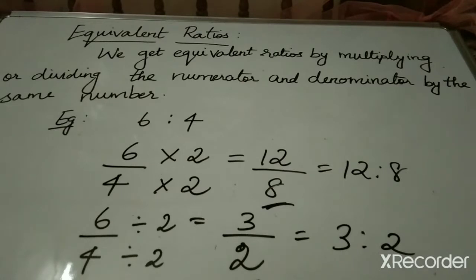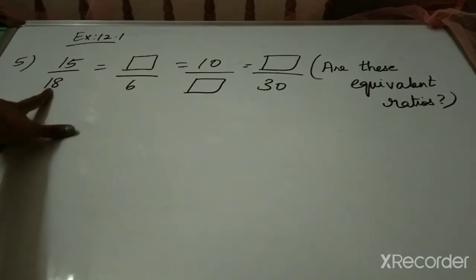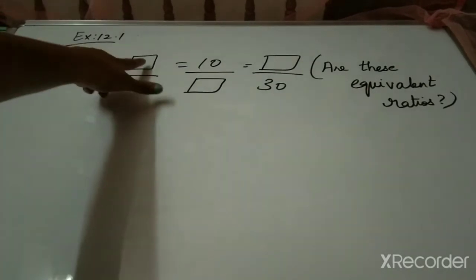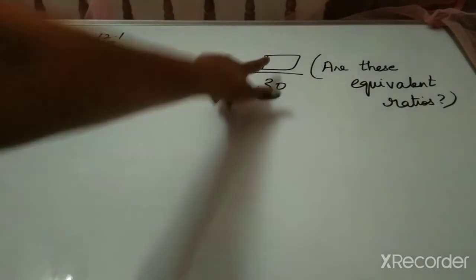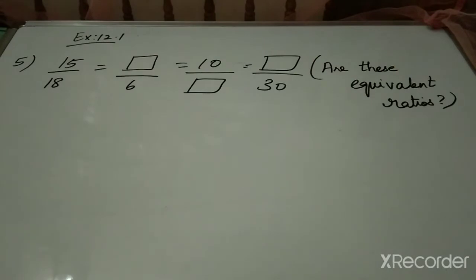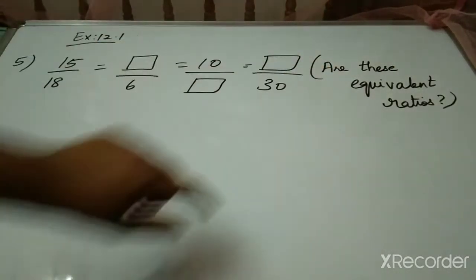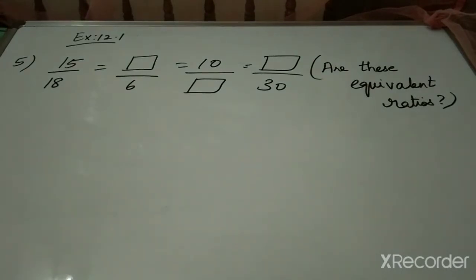Now coming to exercise, fifth problem. The fifth problem is based on equivalent ratios. Let's move into that sum. Question number 5. 15/18 is equal to, you can see blank spaces there. We have to find the numbers in those blank spaces, and after finding them, we have to say whether they are equivalent ratios. Clear?